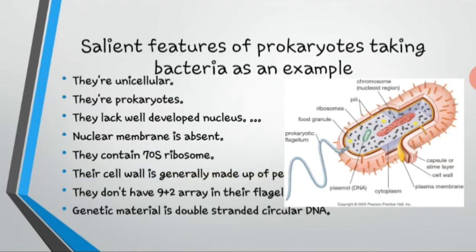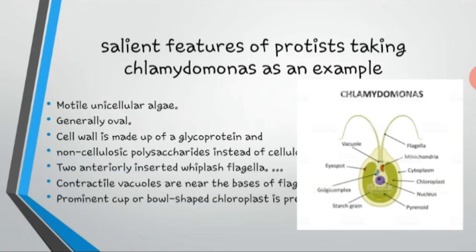Some salient features of bacteria are there. They're unicellular prokaryotes, and they lack a developed nucleus, and the rest are there. Some salient features of Protista are there. Protista is the second kingdom. Motile, unicellular. Generally, the shape is oval. They make their own food because they have chlorophyll.